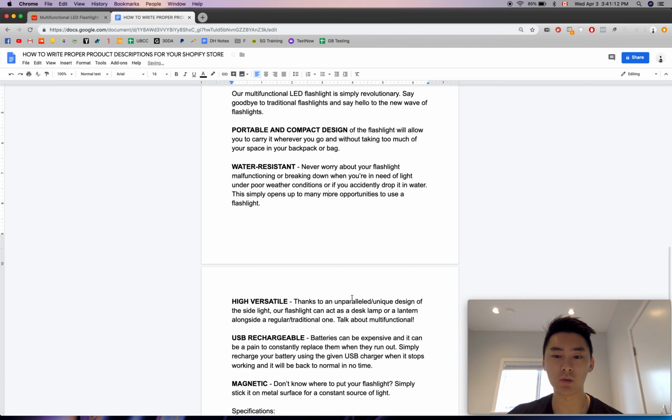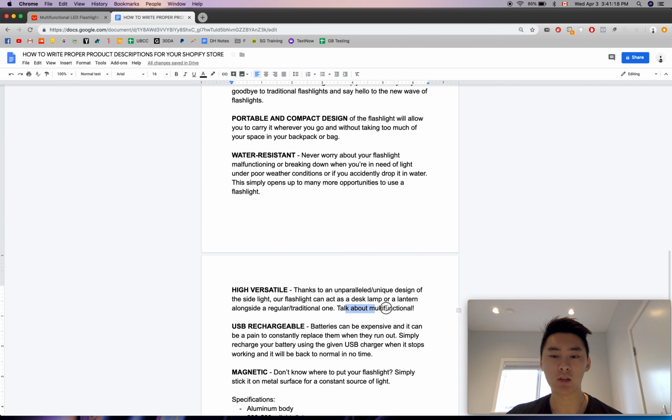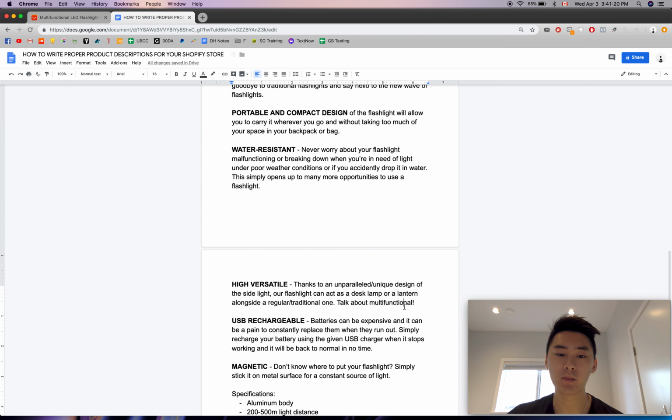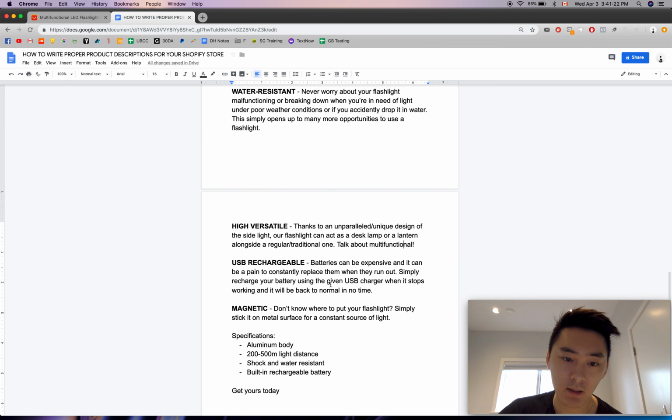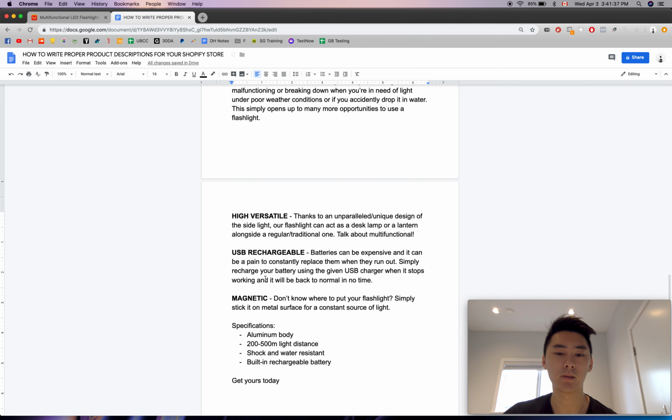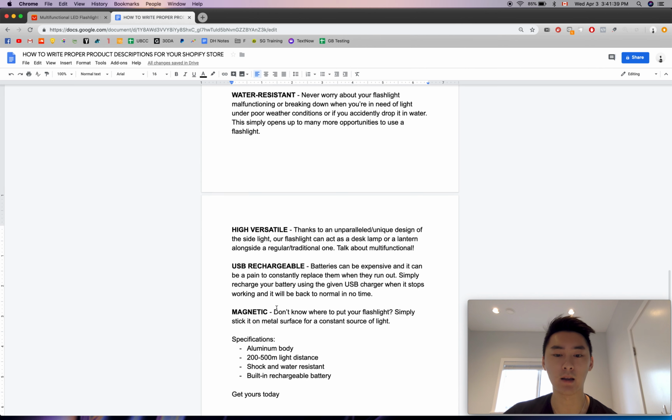Highly versatile. You can use it not only as a flashlight but also as a desk lamp or a lantern. Just highlighting the fact that it's multifunctional. It's USB rechargeable. So again, going back to that pain point of batteries running out. It can be expensive and it's a pain to constantly replace them. Recharge your battery at your own convenience. And then the fact that it's magnetic.